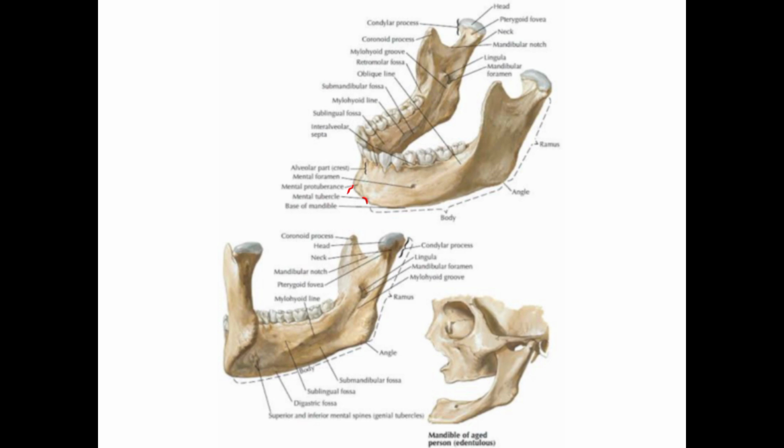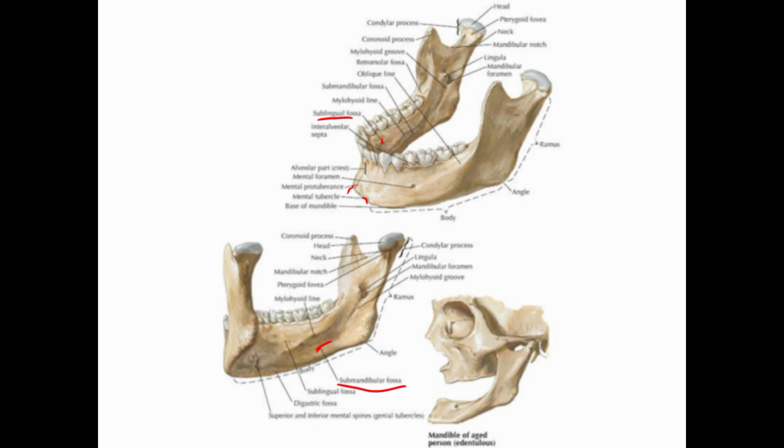Below the mylohyoid line, there is a hollowed-out form. So it is the submandibular fossa, where the submandibular gland is present. You can see the submandibular fossa is present here. Then above the mylohyoid line, there is the sublingual fossa, where the sublingual gland is present.